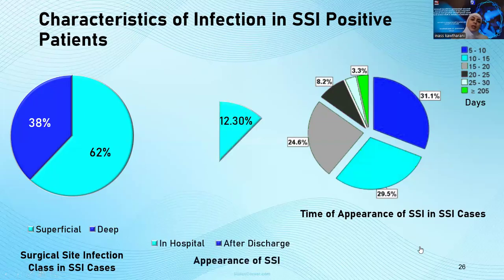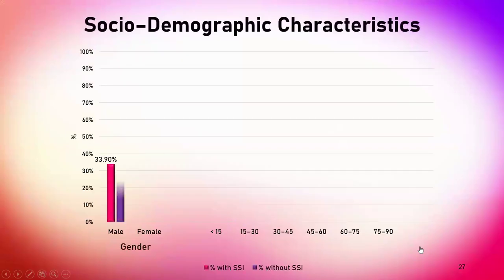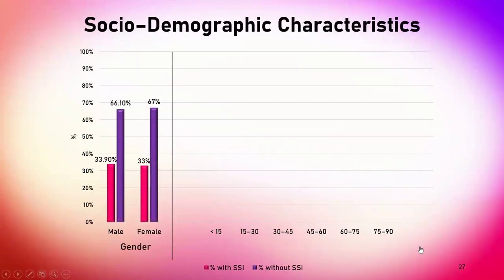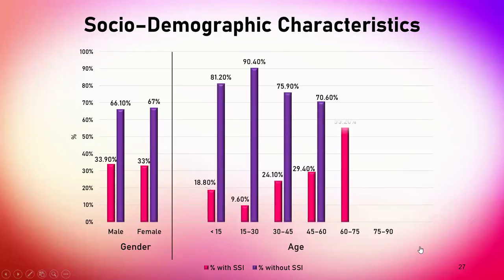And in terms of the location of appearance of infection, we showed that the majority of surgical site infections, 87.7%, were identified after discharge, and this data highlights the need for improving surveillance systems that often miss these cases. Now, let's look at the clinical characteristics and risk factors associated with surgical site infection.